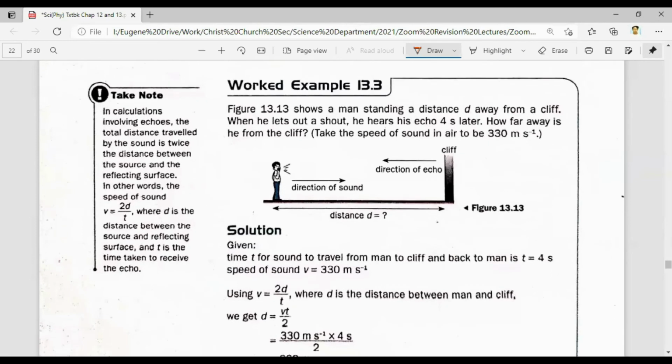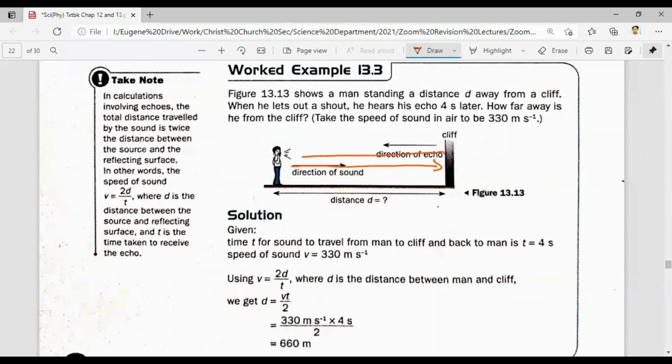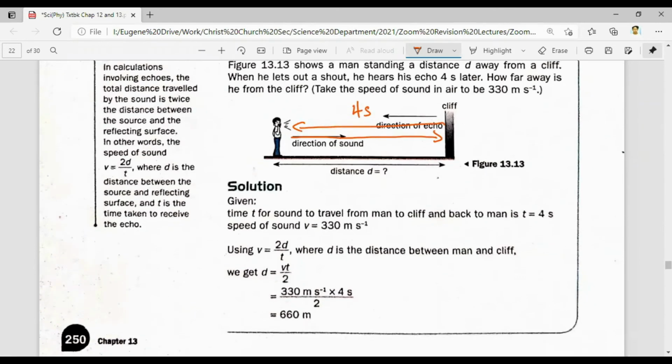Let's look at some worked examples. A man is standing a distance D away from a cliff. He lets out a shout and hears his echo 4 seconds later. How far away is he from the cliff? The sound went there and came back, and this whole duration takes 4 seconds. So what they use is V equals 2D over T. My method is that I'll first find the distance equals speed times time. The distance I'm measuring is the distance the sound travels. So this distance is the distance traveled by sound.